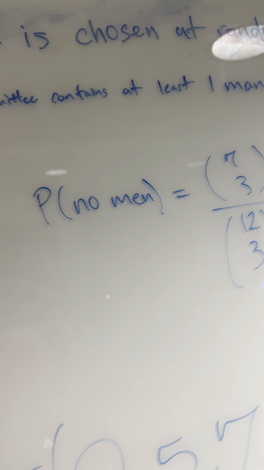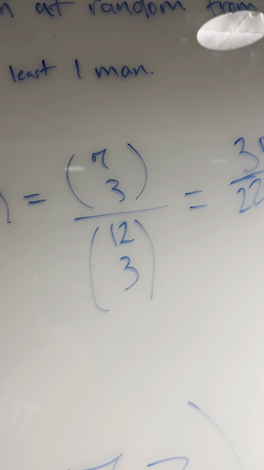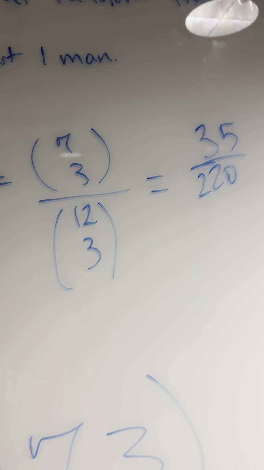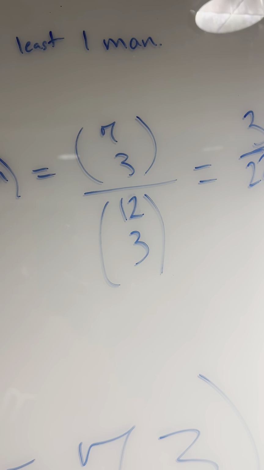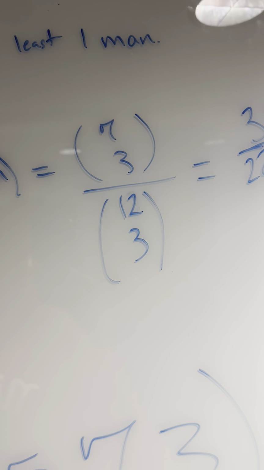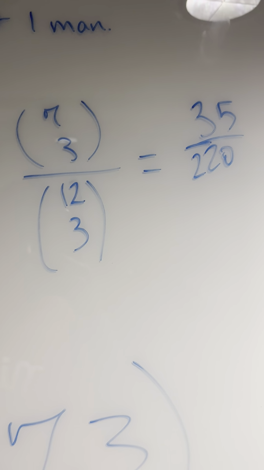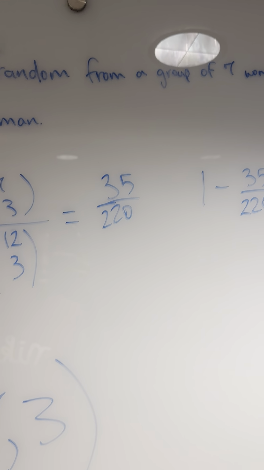The probability of no men is equal to the combination of 7 choose 3 divided by 12 choose 3. The 7 comes from the 7 women being selected and no men included for the 3-person committee, and the 12 is the total number of possible committees, including men and women. So this turned out to be 35 over 220.